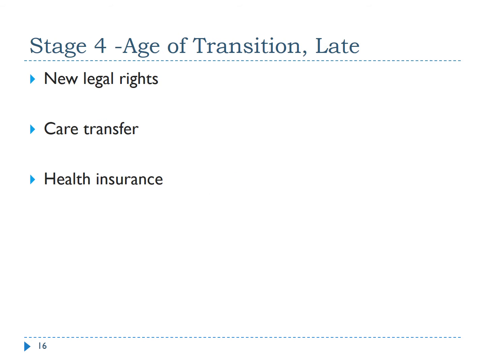The late stage of healthcare transition begins when the adolescent turns 18 and gains new legal rights and responsibilities related to confidentiality, consent to treatment, and medical decisions. In this phase, the young adult and their family must begin the process of transferring to adult medicine. Health insurance considerations arise throughout this phase.